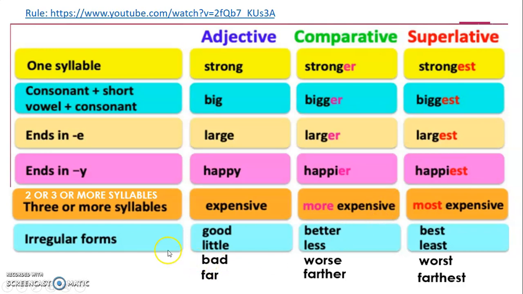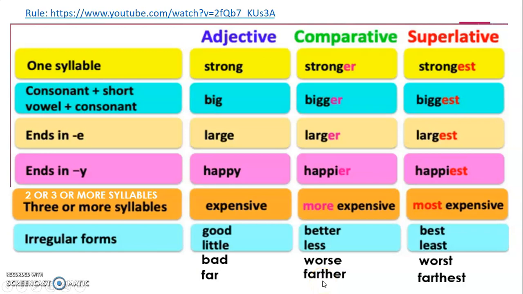Okay? Now we have the irregular forms. The irregular forms are the adjectives that don't take er at the end. We completely change the word. For example, good becomes better, not gooder. We say better. Bad becomes worse, not better. Little becomes less. Far becomes farther.